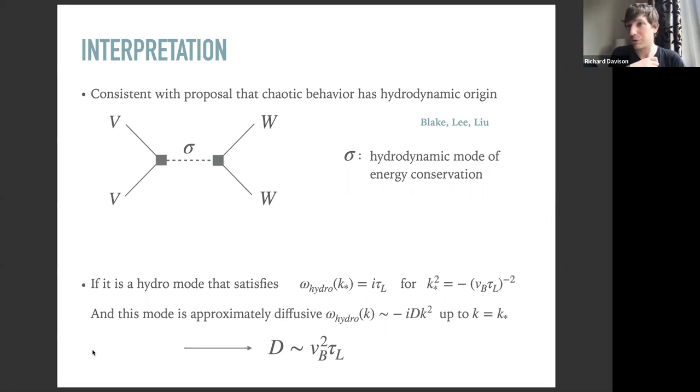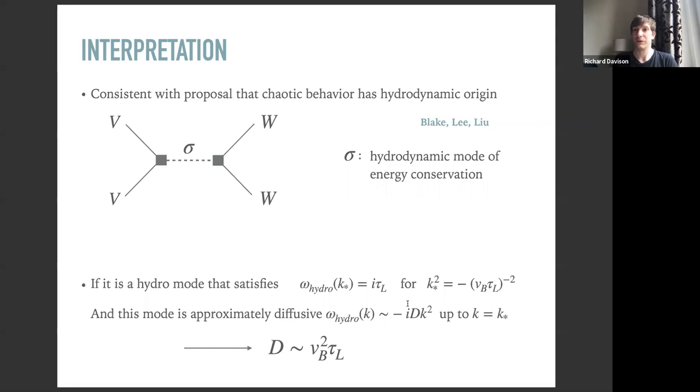So the first result was there has to be a quasi-normal mode satisfying this equality related to the chaos parameters. And I'm going to make two further assumptions to that. So the first is that it's not just any old collective mode satisfying this constraint, but it's in fact one of the hydrodynamic modes. So in particular, this means that if I assume that it's one of the hydrodynamic dispersion relations that passes through this particular point in Fourier space.